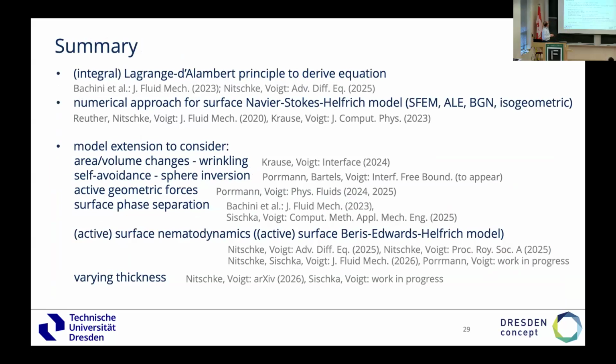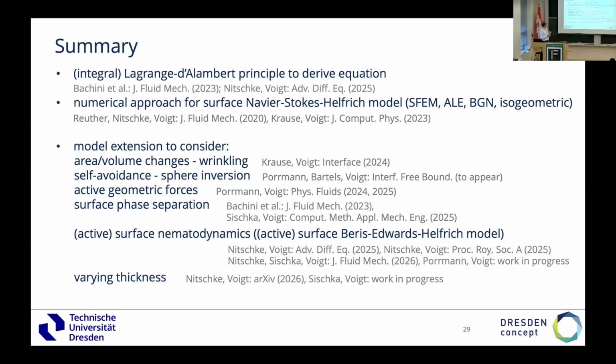So that brings me to the summary. What I started with is this Lagrange-d'Alembert principle to derive the equations. We did this for this two-phase flow on the evolving surface and for this Beris-Edwards type model, but it's generally applicable. I briefly mentioned the numerical approach for dealing with this surface Navier-Stokes-Helfrich type model, and then discussed model extensions.